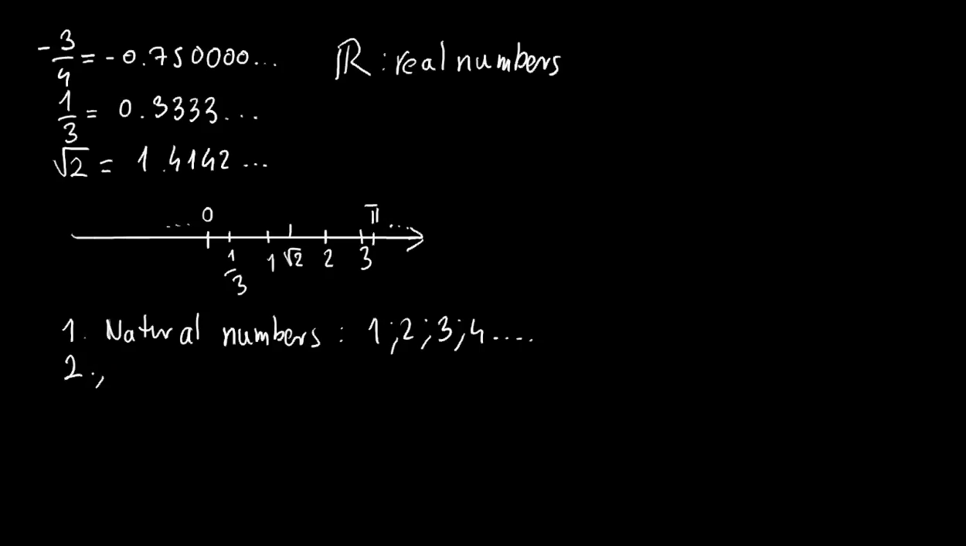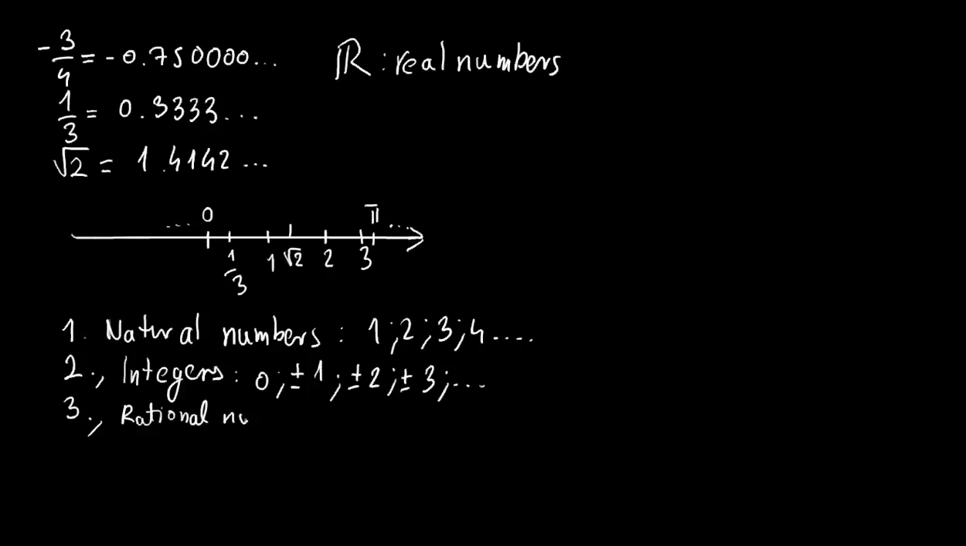Okay, the second is the integers, namely 0, plus minus 1, plus minus 2, plus minus 3, and so on and so on. And the third is the rational numbers.